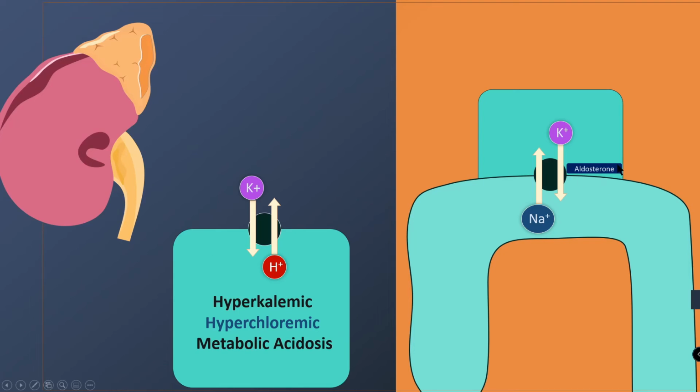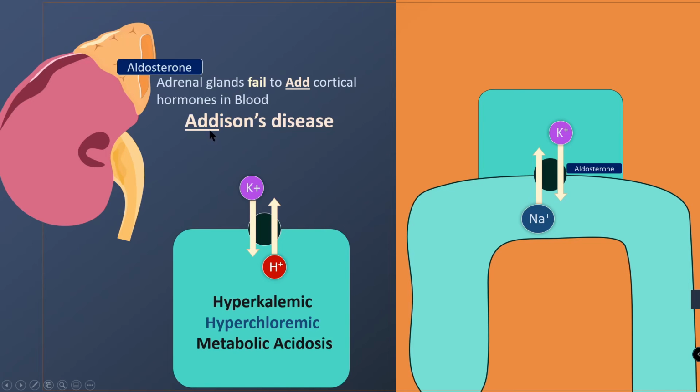You know from where this aldosterone comes? There are beautiful glands sitting on the kidney. These are the suprarenal glands or adrenal glands. From the cortex of the adrenal gland, aldosterone is secreted. But what if these adrenal glands fail to add aldosterone to our blood? If the adrenal gland fails to add cortical hormones to our blood, this condition is called Addison disease.